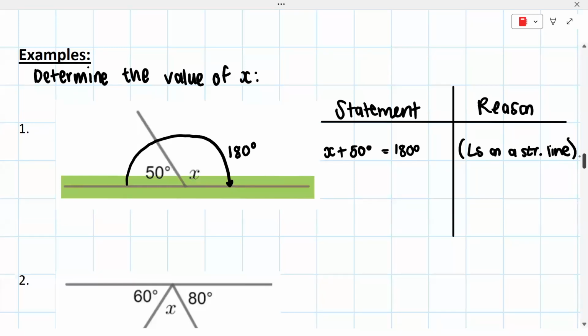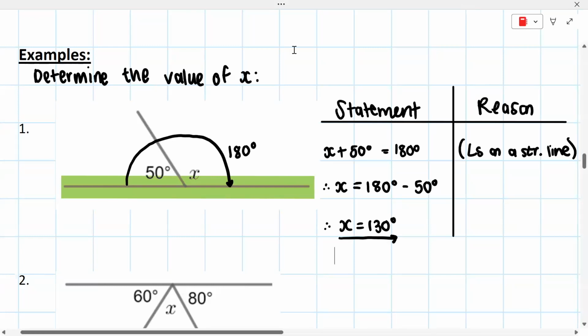Right, once we've made our statement, we obviously need to go and answer the question, which is solving for X. And this is where our inverse operations come in. So we are going to subtract 50 on both sides of my equation to get X alone. And so we get that X is equal to 130 degrees. Remember, you can always check this by substituting back and making sure that your equation is true, just like we do in solving equations. All right, and guys, that's essentially angles on a straight line.